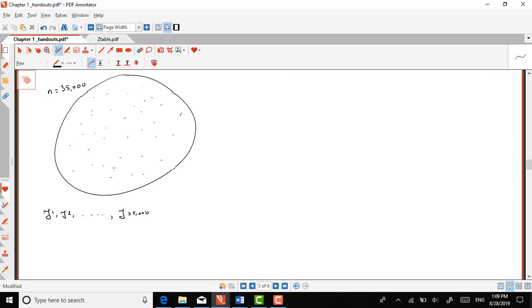So you see, we have this variable, and of course, this variable is going to have a distribution. Everybody sees that. For this population, this variable has a distribution. So these values have a distribution.